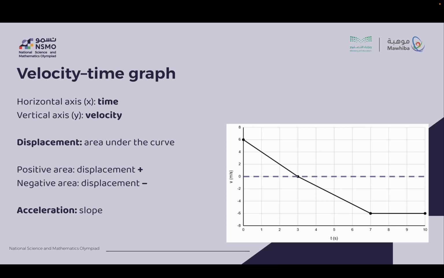From such a graph, you can also get the acceleration as the slope of the given segment of the graph. So, for example, in this first segment, the acceleration will be the rise over the run. So, minus 6 over 3, which is minus 2 meters per second squared. It makes sense that we get a negative acceleration because we can see that the velocity is decreasing.